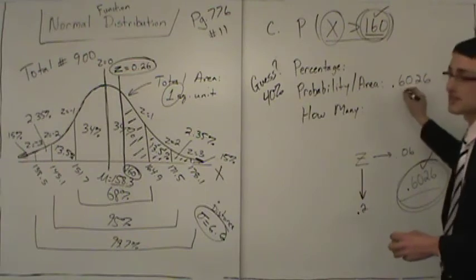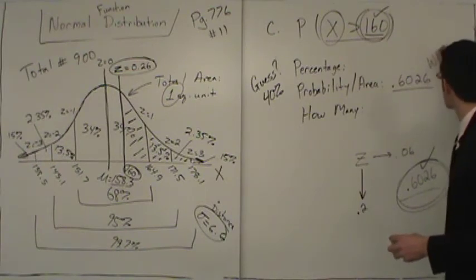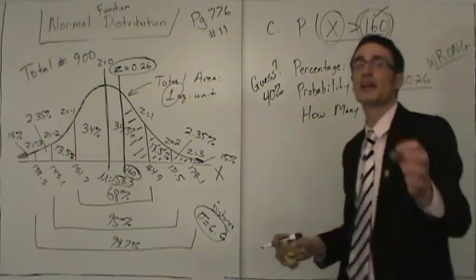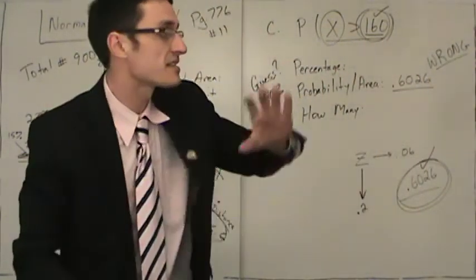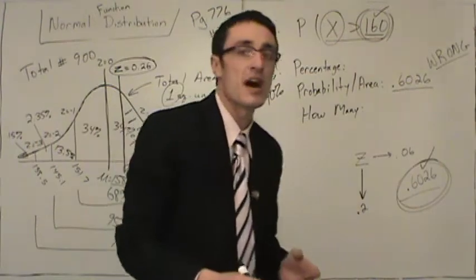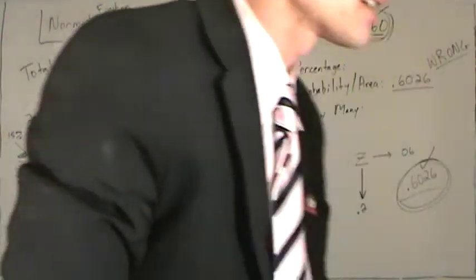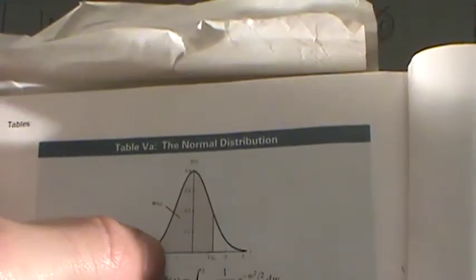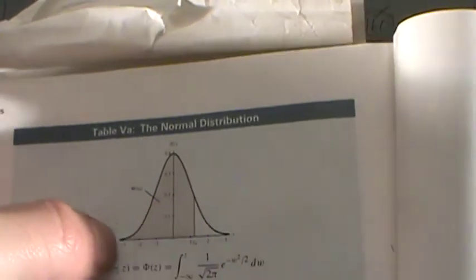Don't do this. This is wrong. Okay, so don't do this. I'm just emphasizing. 0.6026 is not your answer. Reminding you guys, look again at the top of your z-table. What does the z-table give us? The z-table gives us area to the left.